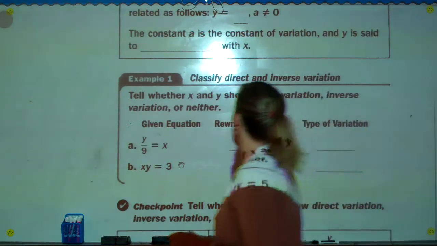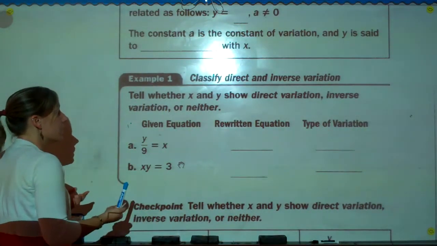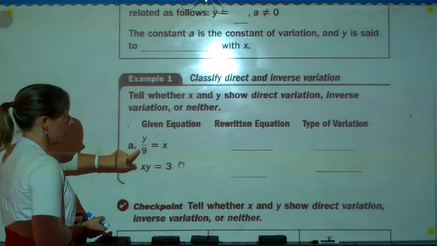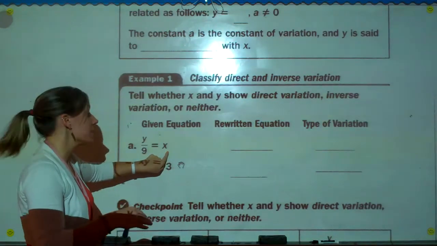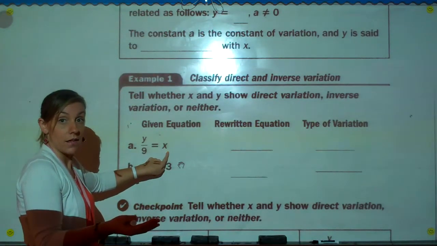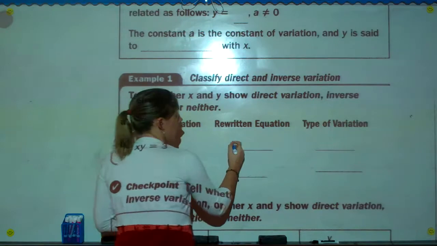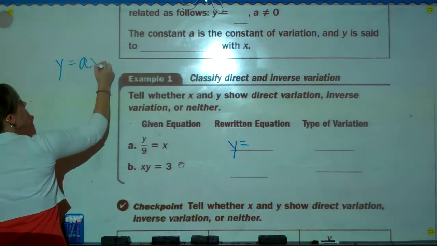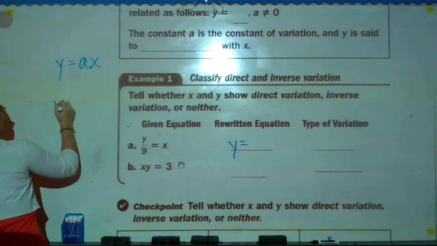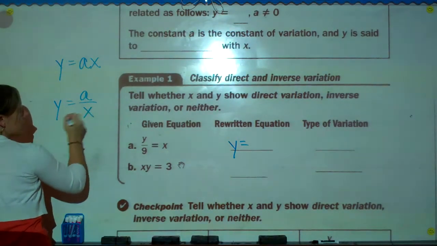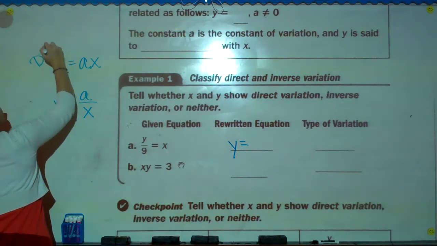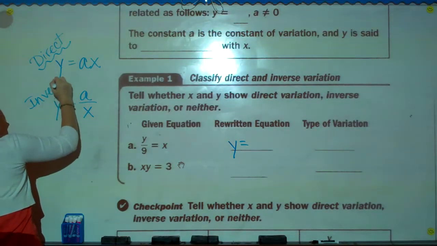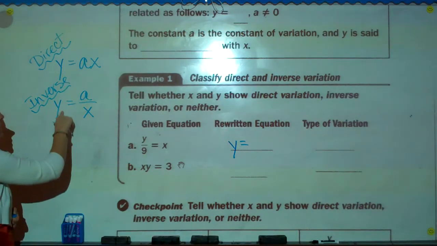Alright, so tell whether x and y show direct, inverse, or neither. Okay? So we're given this equation, y over 9 equals x. Well, the thing is let's put it in terms of y. Alright, let's get it to say y equals. That way we can decide if it's y equals ax, which is direct, or y equals a over x, which is inverse. Okay, so this is direct variation. And this one would be our inverse.